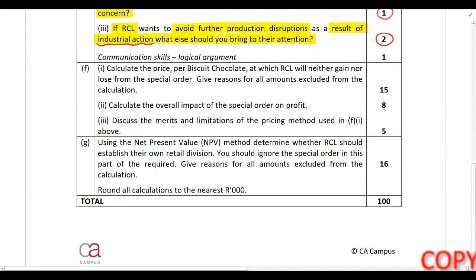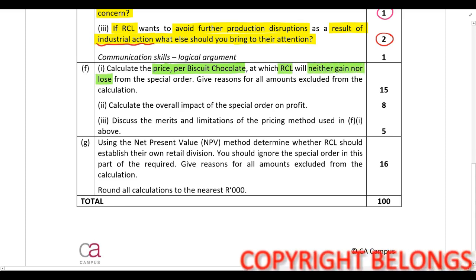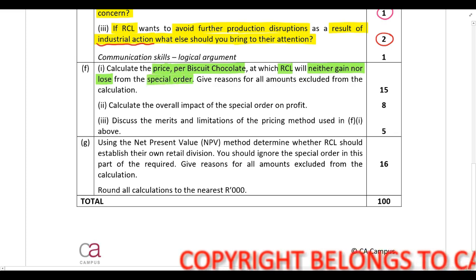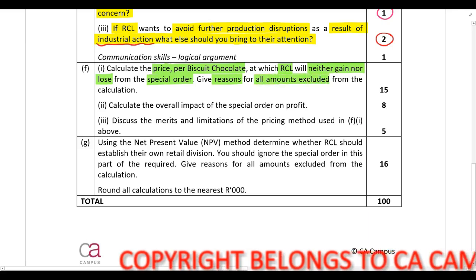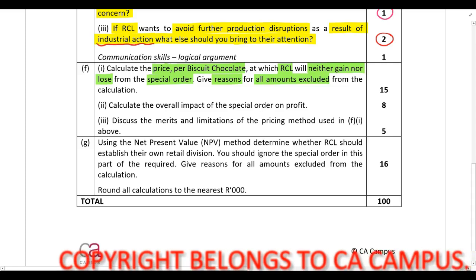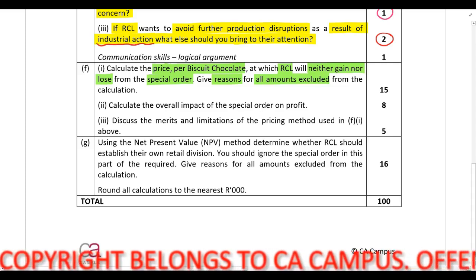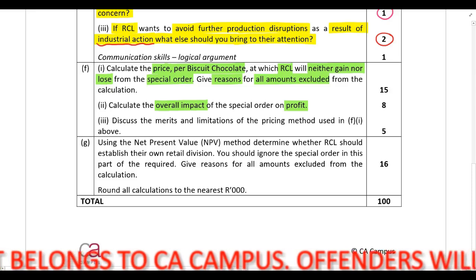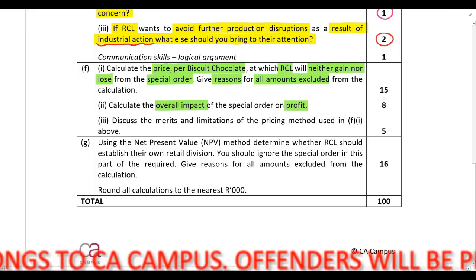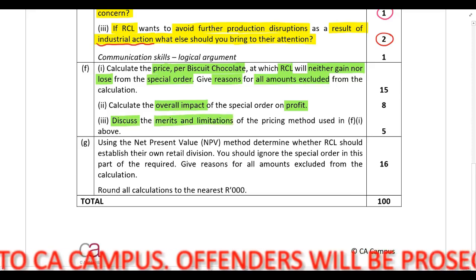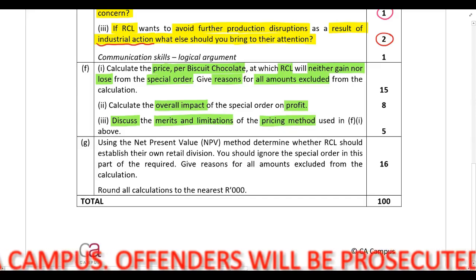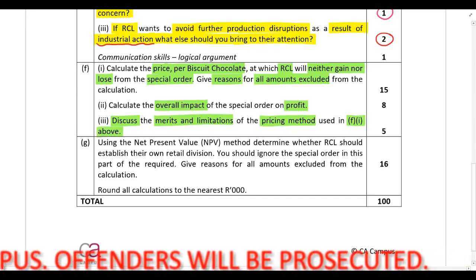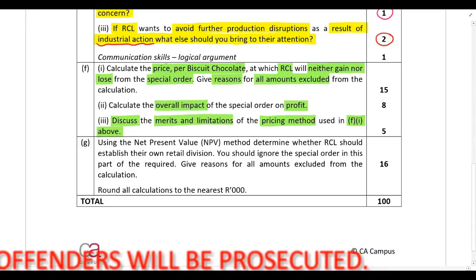Part F. First, you need to calculate the price per biscuit chocolate at which RCL will neither gain nor lose from the special order. You should give reasons for all amounts excluded from the calculation. Then after that, you need to calculate the overall impact of the special order on profit. And finally, in part 3, you then need to discuss the merits and limitations of the pricing method used in F1 above. All right, so let's start with F1.